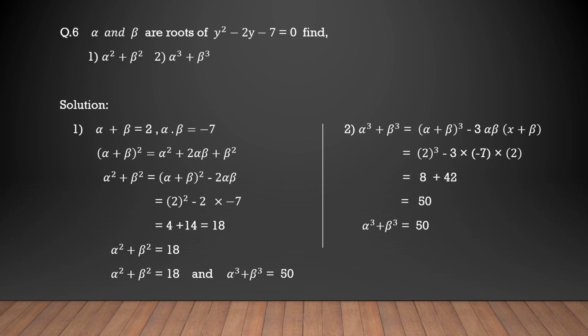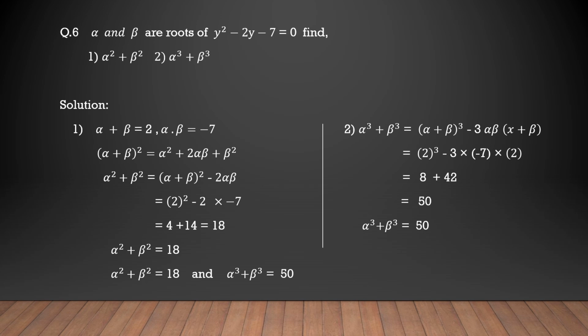So in this place we have used the formula (a + b)² = a² + 2ab + b², and using this formula we have found the value of alpha square plus beta square. So alpha square plus beta square is equal to 80. Then we find the value of alpha cube plus beta cube. So the formula of alpha cube plus beta cube is equal to (alpha plus beta) cube minus 3 into alpha into beta into (alpha plus beta).